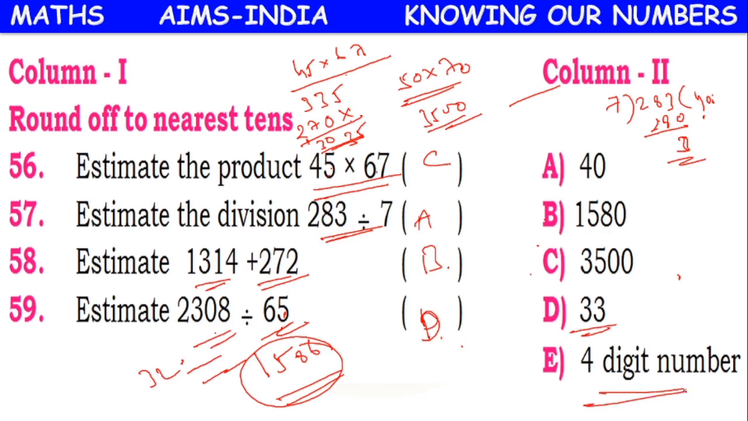So here E option is a 4-digit number. Now C option is a 4-digit number. So here we can write C comma E, because the estimate of this product is a 4-digit number, 3500. Okay, 1580 is also a 4-digit number. So B option, there also we can write E option. B comma E is the right answer.